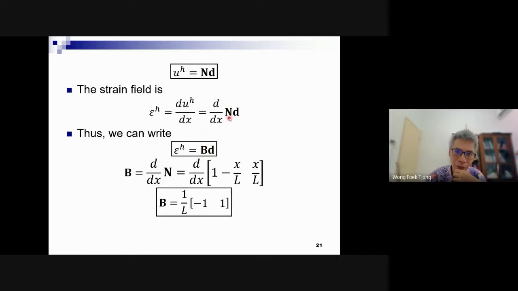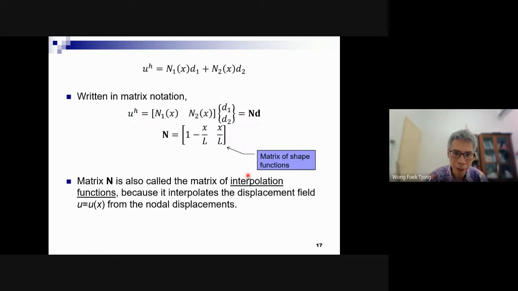This is coming from this. So this is just a definition. I give the name B matrix to the derivative of N. But what is the B matrix actually? That's the derivative of N. N is this, N1, N2, right? N1 and N2 are functions.